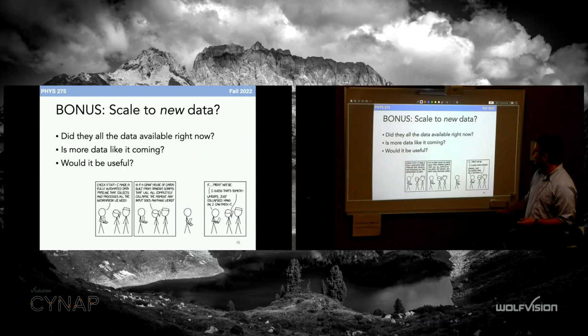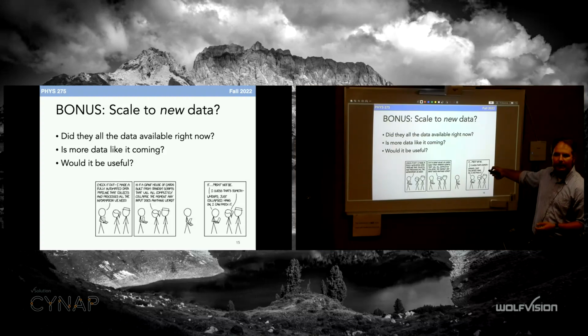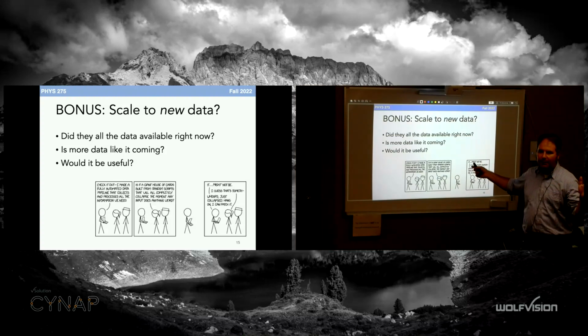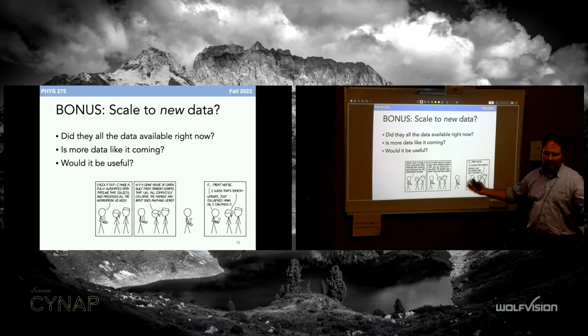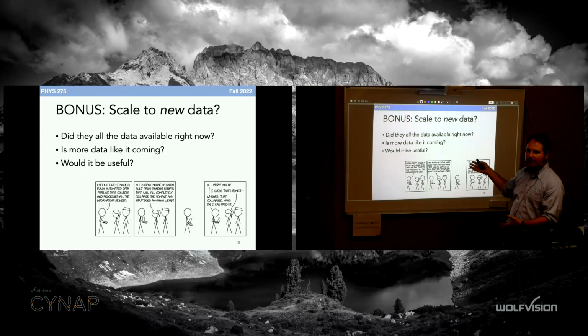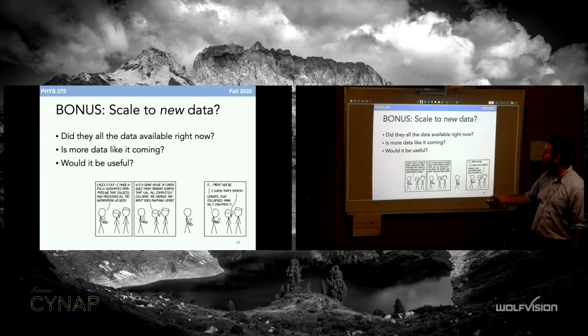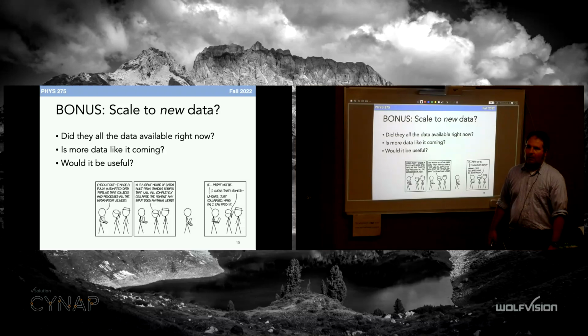Scales to new data is really: is all the data available, is this all there is? Is more data coming? If you have CDC data, well, the CDC isn't stopping as of today, or as of yesterday. So they're going to get new data. Will that be added? Can I think of a plot like this four years down the road, but with new data in it? And would that be useful? In the case of CDC data, absolutely. In the case of, well, the next NASA probe is 30 years away, not so much.